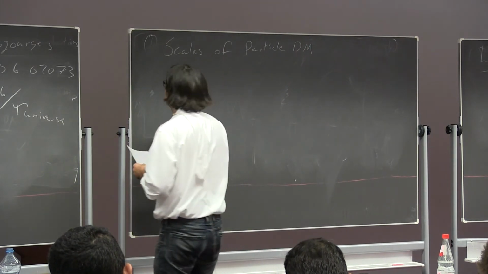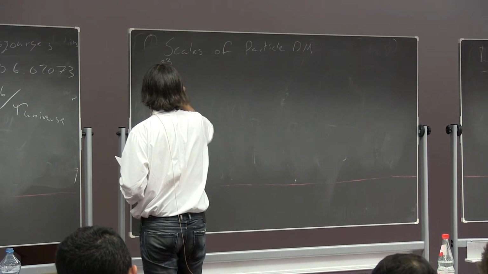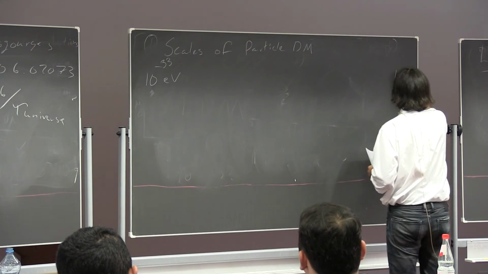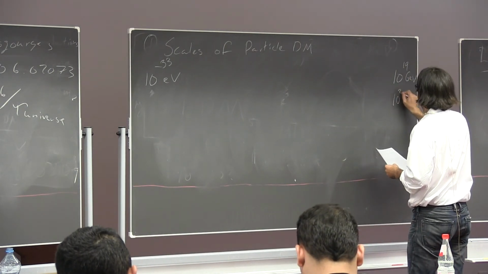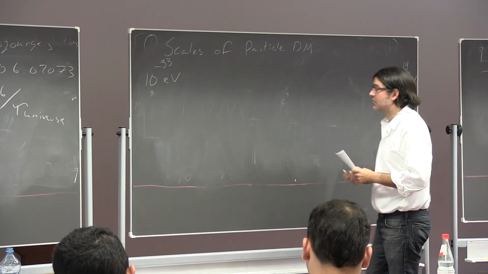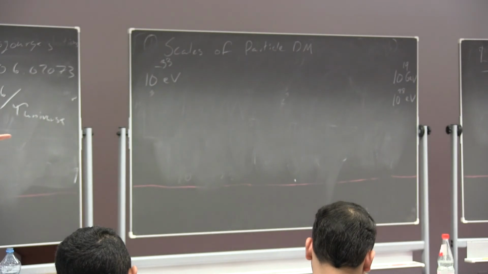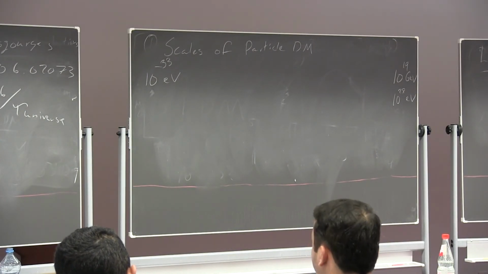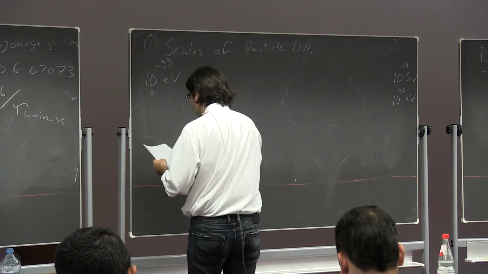So in principle, the particle physics scales that you can play with are 10 to the minus 33 eV and 10 to the 19th GeV, which is 10 to the 28 eV. So you have 60 orders of magnitude that you're starting with of mass range where dark matter in principle could be. A priori, there's nothing wrong with any of those. But there are some problems.